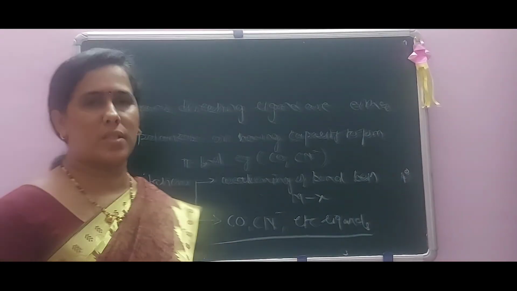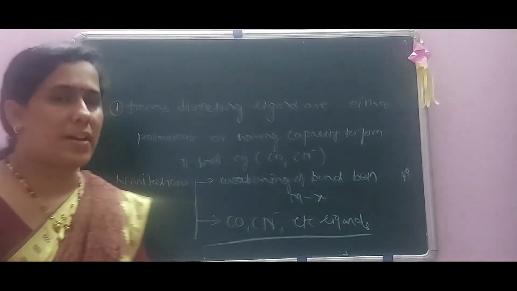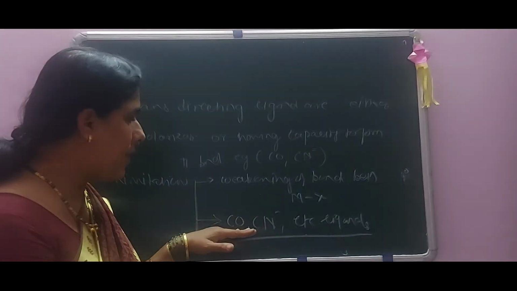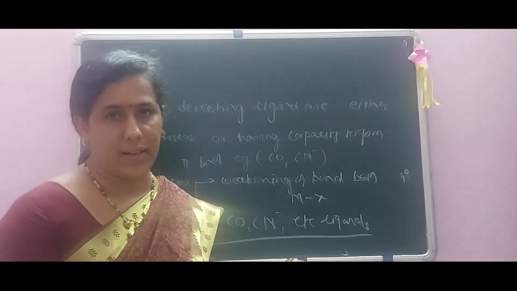As the theory is not applicable for CO and CN minus ligands, that's why the second theory is put forward. That is known as the pi bonding theory, which explains the trans effect in case of ligands like CO and CN here.